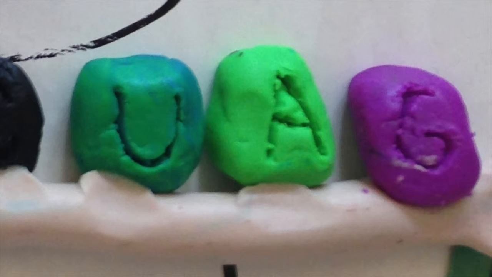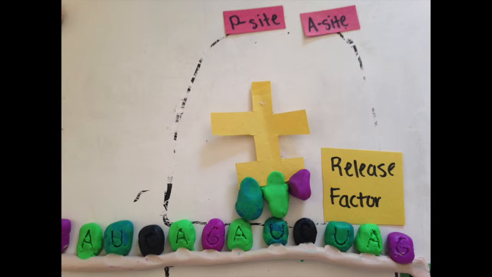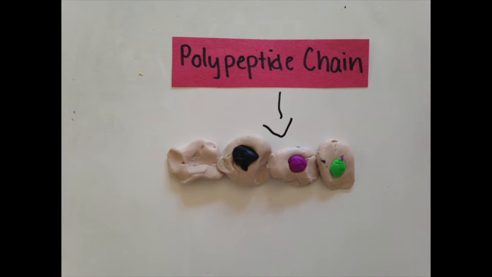Now let's observe termination of translation. This is a stop codon. It doesn't code for any amino acid. This is a release factor. It recognizes the stop codon in the mRNA. Once a stop codon reads a release factor, translation is terminated. The polypeptide is released and exits into the cytoplasm. Later, the ribosomal subunits break away from the mRNA. What is left is a completed polypeptide chain.